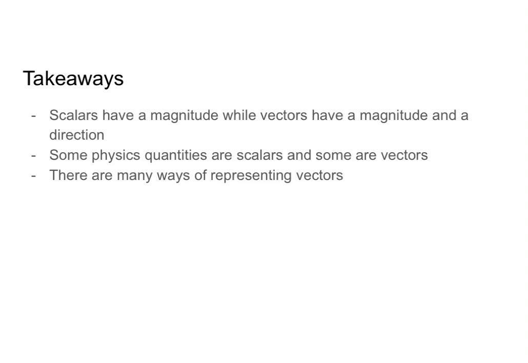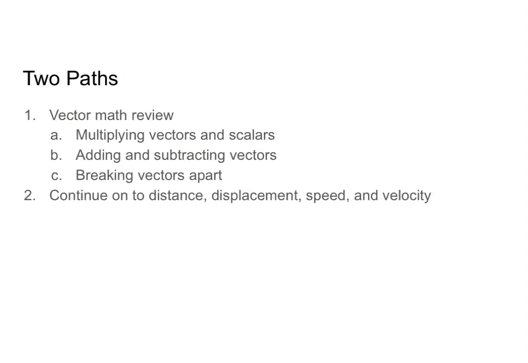So takeaways. Scalars have a magnitude, while vectors have a magnitude and a direction. Some physics quantities are scalars and some are vectors. And there are many different ways of representing vectors. So from here, you have 2 paths. The first path is the path that I recommend, and that is a vector math review.